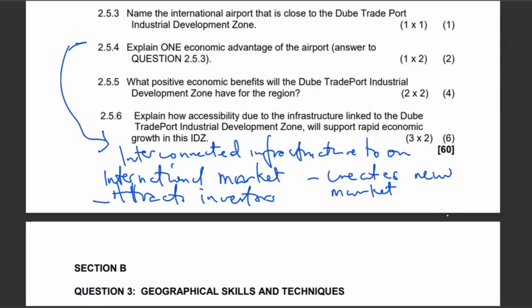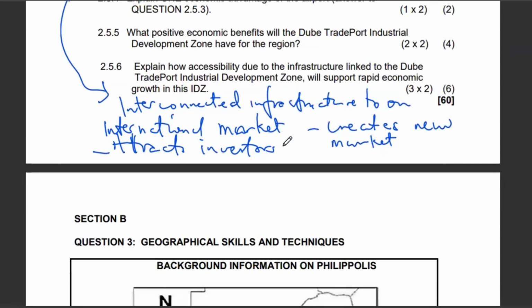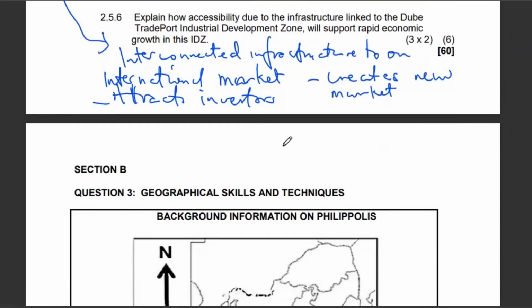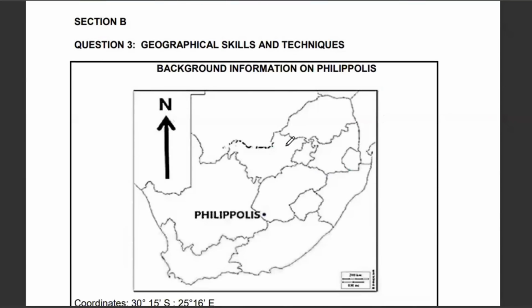Because of that, I think we can safely say we have come to the end of our first section. We have come to the end of section A, which is our question on economic geography of South Africa. Right, the next move is for us to go to the next part, which is our part on geographical skills and techniques.